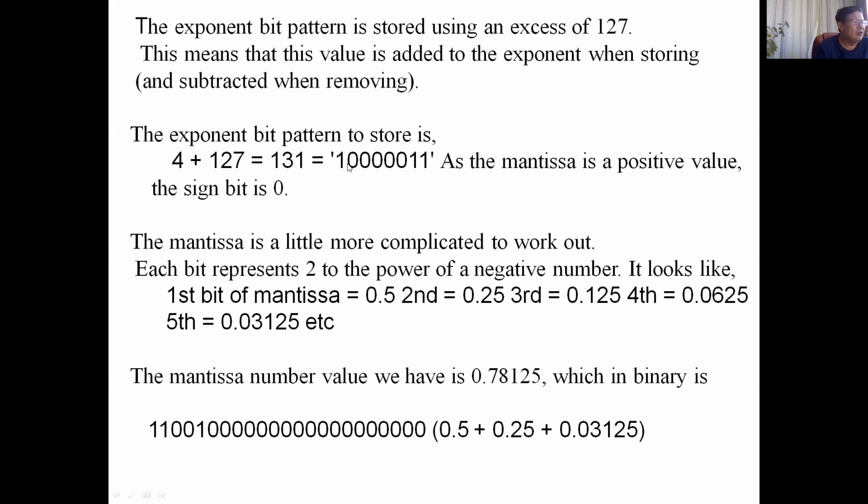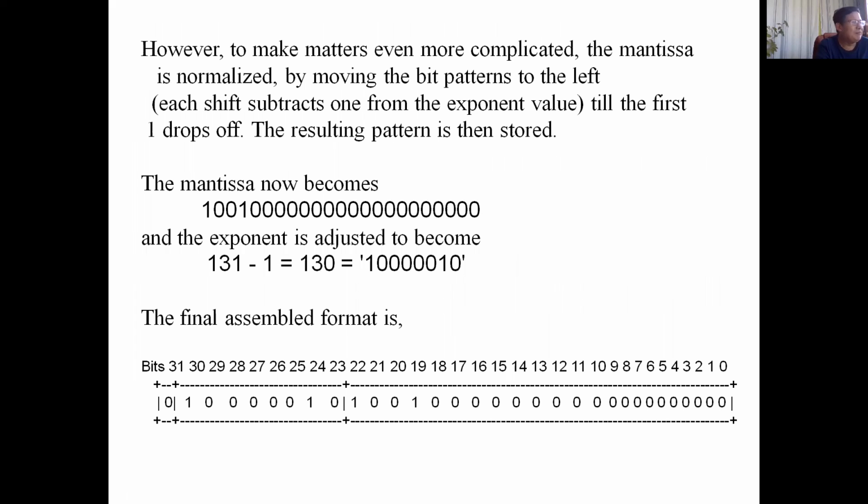So, the sign bit is 0. And this is now our exponent; we add 127. To work out the mantissa, each bit is a power of 2 of a negative number. So 0.78125 is 0.5 plus 0.25 plus 0.03125. This is just converting 0.78125 to binary. Do you follow? So that's all.